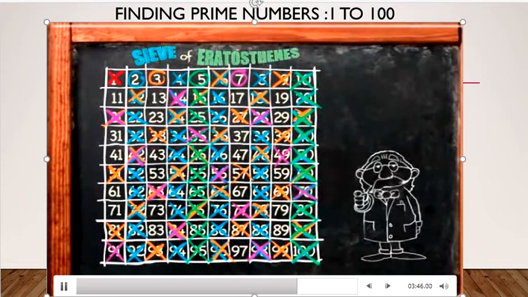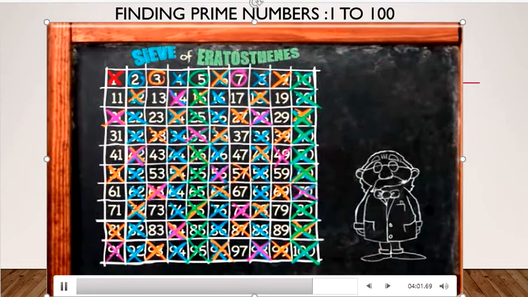Now that we found all the multiples of 2 through 10, all we have left that are not circled are prime numbers. Why are they prime numbers? Remember, because they only have factors of 1 and themselves.